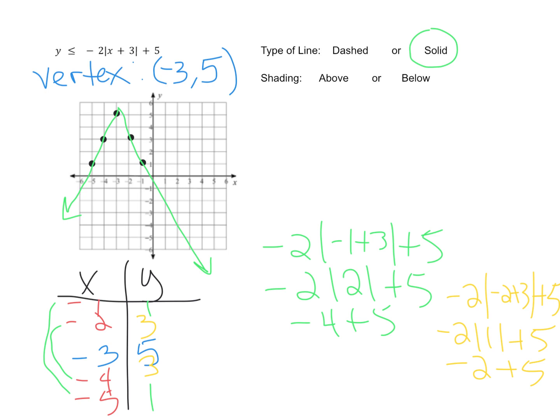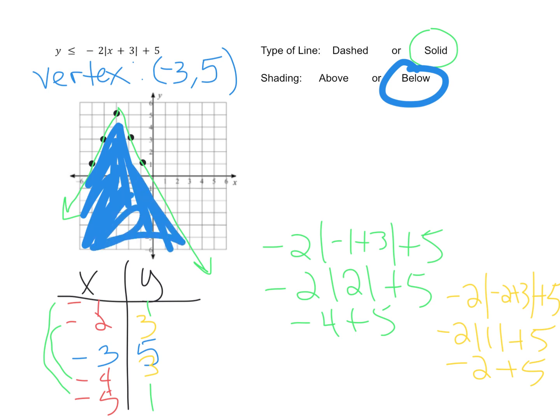Now, since my inequality is less than, I can use the shortcut and say that since it's less than, I would shade below the curve. In this case, everything below the curve would be inside of the V. So I'm going to shade inside of my V, and that would complete my graph. If it was above the curve in this case, I would have shaded outside of the V.